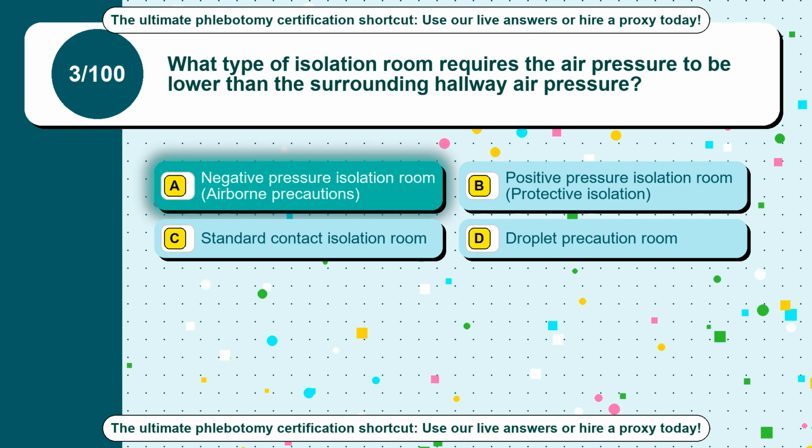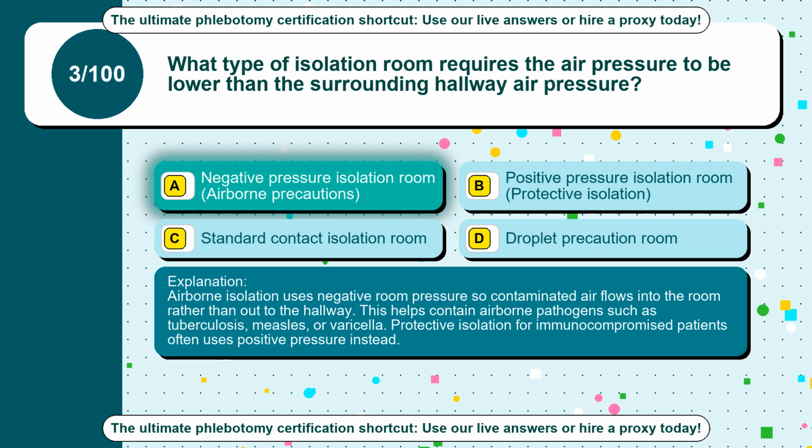The correct answer is option A. Negative pressure isolation room, airborne precautions. Airborne isolation uses negative room pressure so contaminated air flows into the room rather than out to the hallway. This helps contain airborne pathogens such as tuberculosis, measles, or varicella. Protective isolation for immunocompromised patients often uses positive pressure instead.